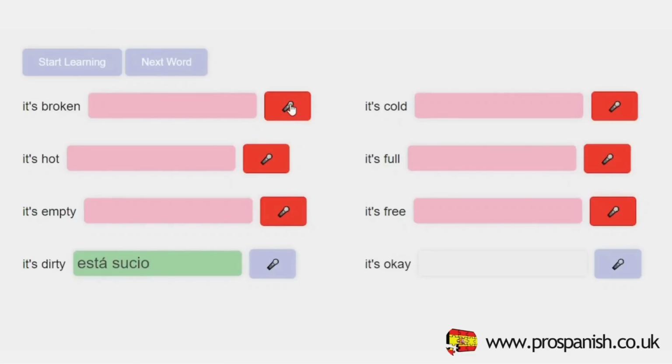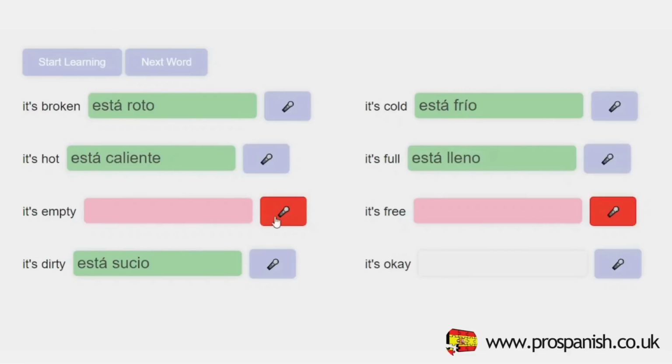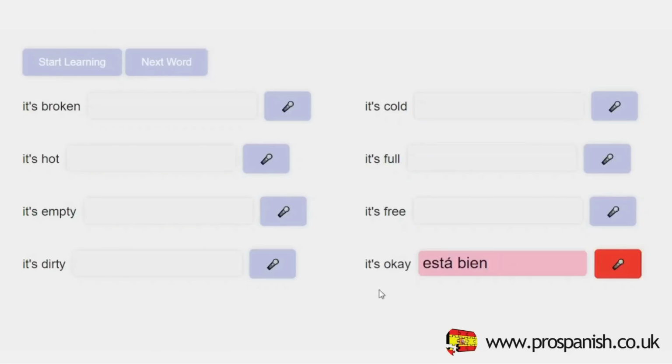Está roto. Está frío. Está caliente. Está lleno. Está vacío. Está libre. And on to our final one. Está bien. So it's okay. Está bien. So it's fine. It's okay. Está bien.